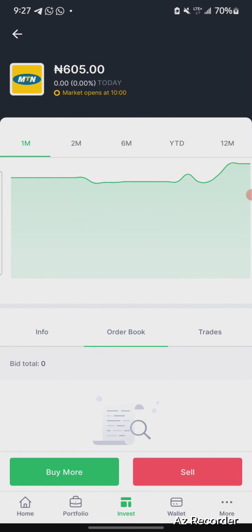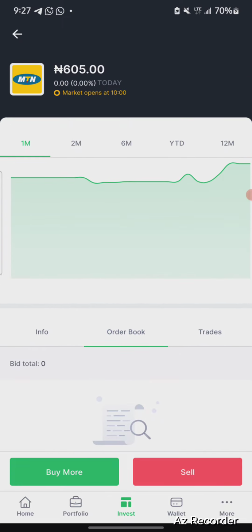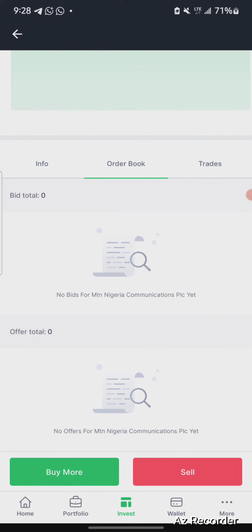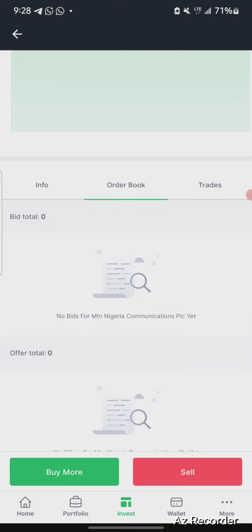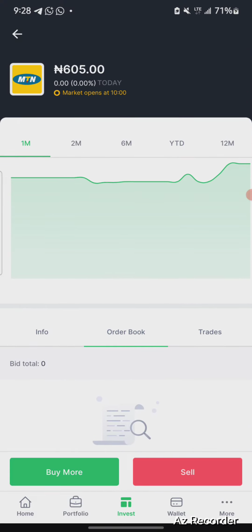So for example, if the market price here is 605, then you come over here to this offer total and you see that the price there is, let's say, 600. You are not going to buy with 605 because 605 is higher than the offer price there, which is 600, as an example. So what you're going to do now is use the limit order to buy it. You're not using the market order.